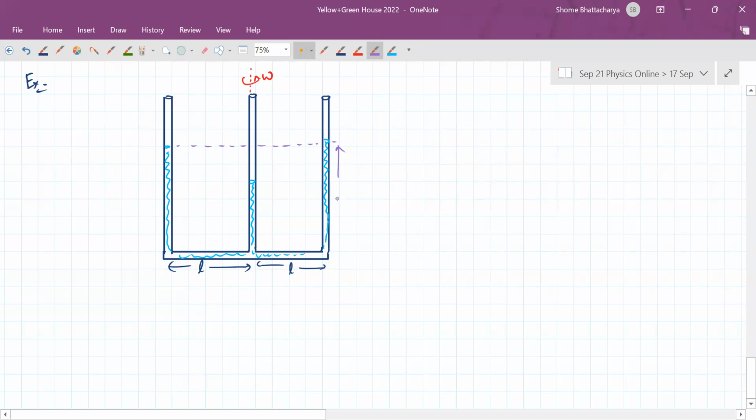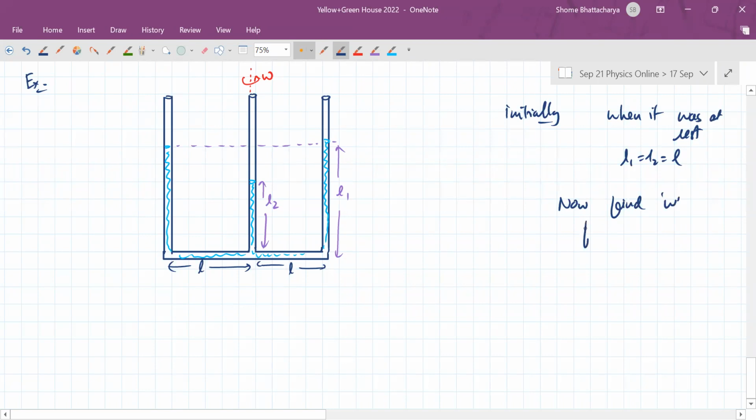So in the question, basically, let's say this is L1, this is L2. Now initially, when it was at rest, it is given that L1 was equal to L2 was equal to L. Now find the omega for which L2 becomes 0 and L1 becomes L.